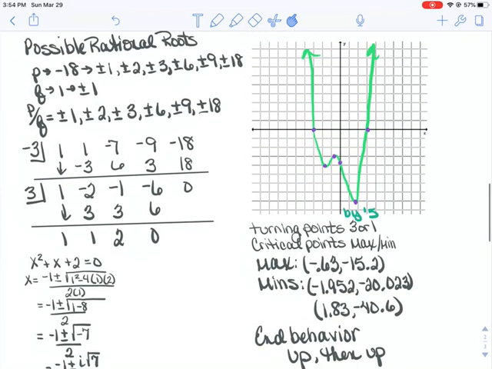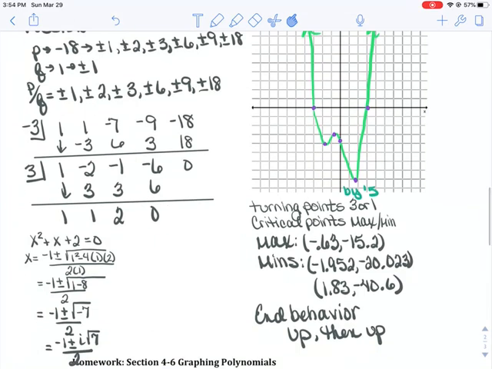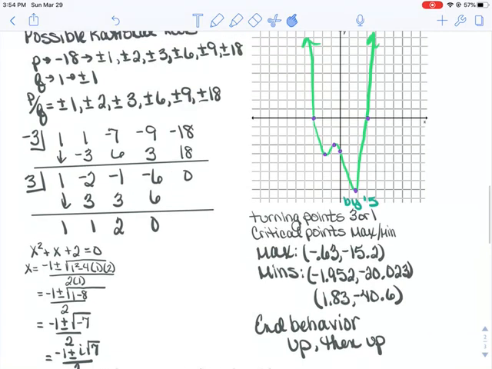So I used my Desmos to find them. Okay, and I had to go by 5s on my y-axis because my graph wasn't big enough. And my end behavior was up then up because it's quartic. Quartic. All right, so here's my graph and where it crosses the y-axis.